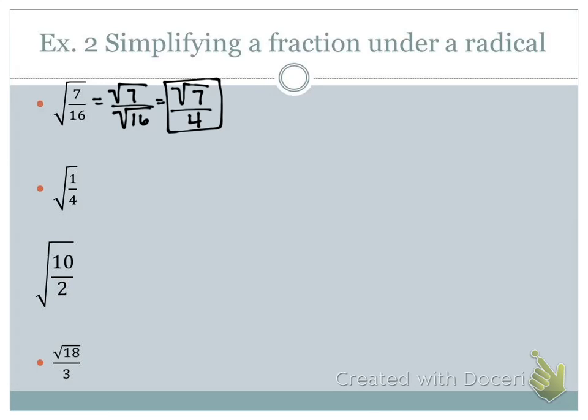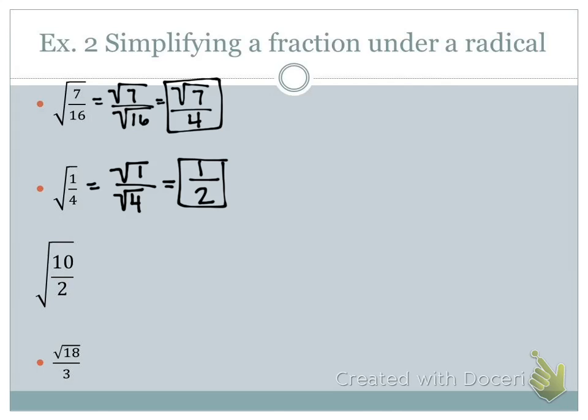All right, let's do this next problem. Can I simplify 1/4 underneath the radical? No. So I'm going to go ahead and write the square root of 1 over the square root of 4. Guess what? These are both perfect squares, which means they have exact square roots. What's the square root of 1? 1. What's the square root of 4? 2.